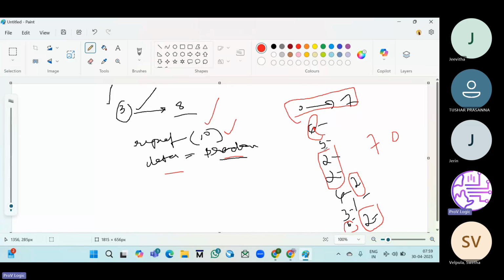1, 2, 3, 4, 5, 6, 7, 0. Okay, here in this case, 2 values are not covered. So if we write in SystemVerilog, we have the advantage of generating all values in a cyclic manner, so we don't get these repeated values.